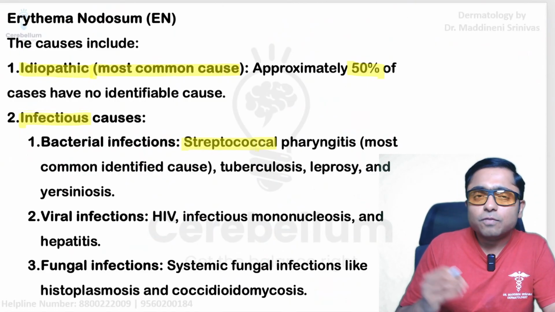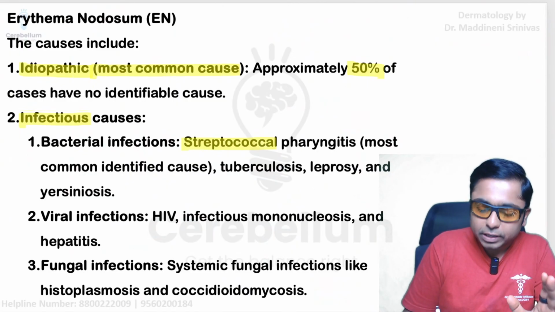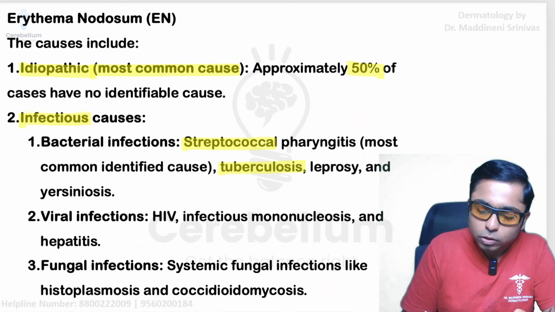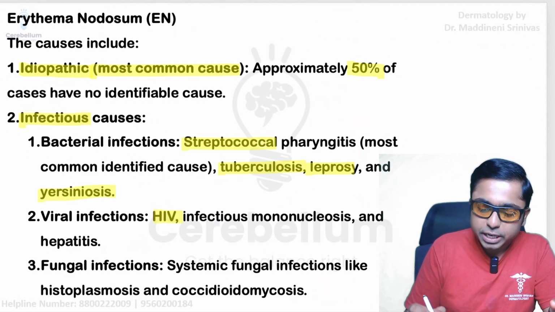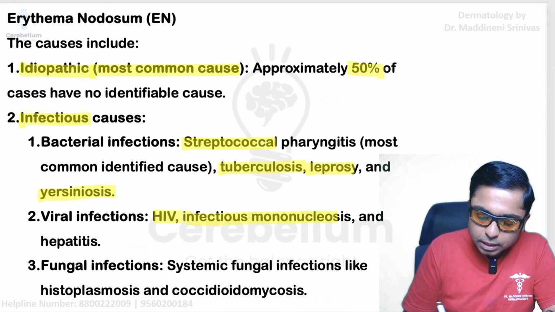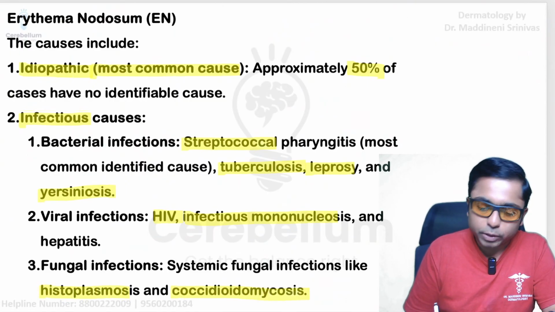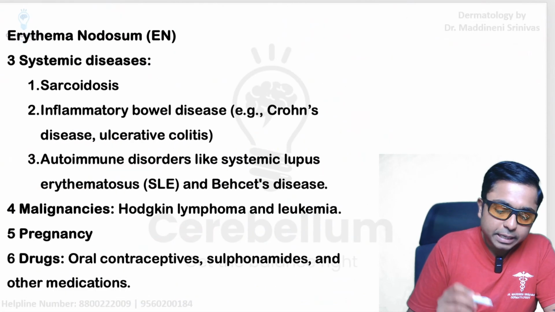cause. Followed by that, there are other infections also, for example Mycobacterium tuberculosis, Mycobacterium leprae, Yersiniosis, viral infections like HIV, infectious mononucleosis and hepatitis. Fungal infections like histoplasmosis and coccidioidomycosis. All these could be associated with erythema nodosum.